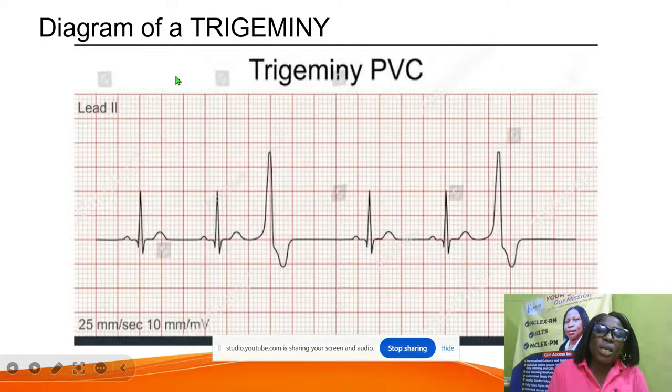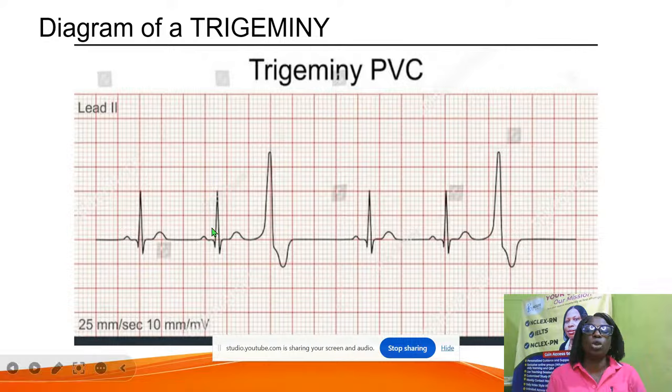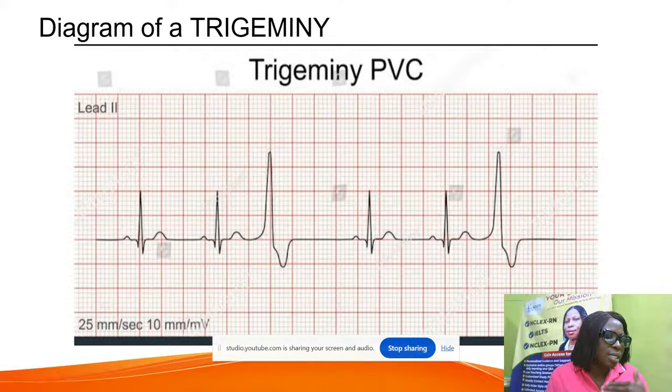As it is now, if your question gives you this graph and asks what you should do, the best thing to be done is just document and continue to monitor the patient. Why? This is just 2. But when you have a graph with more than 6 PVCs, you have to do what?